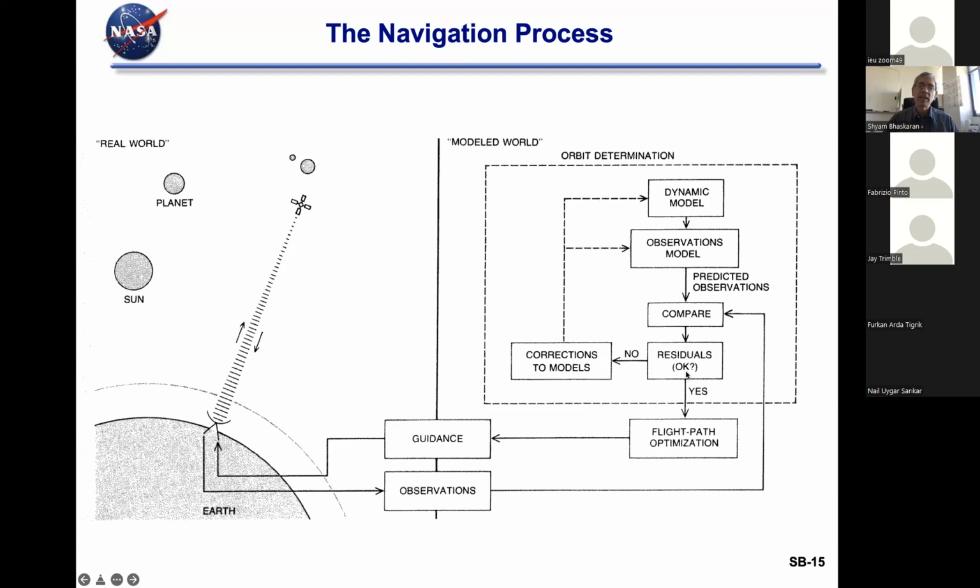Then our residuals, meaning the difference between where we thought we were and where we are, match up exactly. That means our data type is matching our data; our observation data matches where we really are. Now we know where we are. That's the orbit determination process.